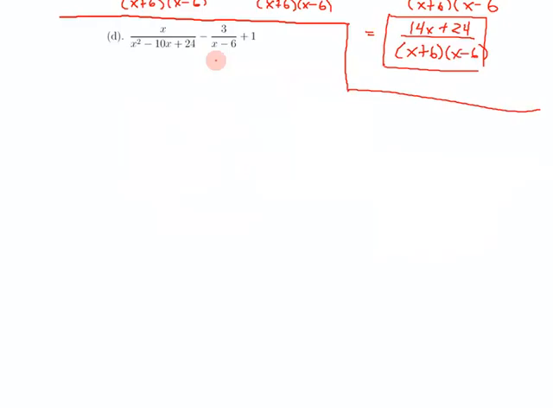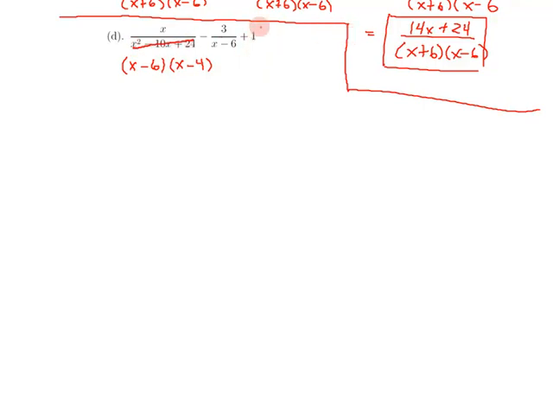In this final example, example D, we do actually need to find the LCD by factoring first. So we're going to look at this first denominator and factor it into its components. We're going to take that and have an x times x to give me the x squared. They're both going to be minus. Two things that multiply together to give me 24, but add together to give me 10, would be a 6 and a 4. Okay, so that replaces that denominator.